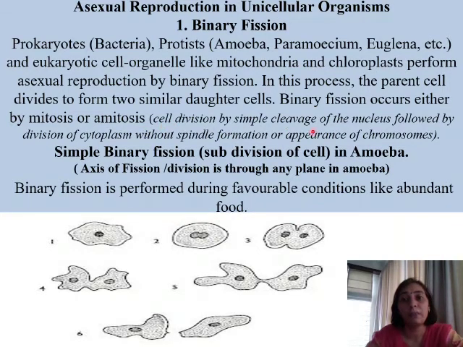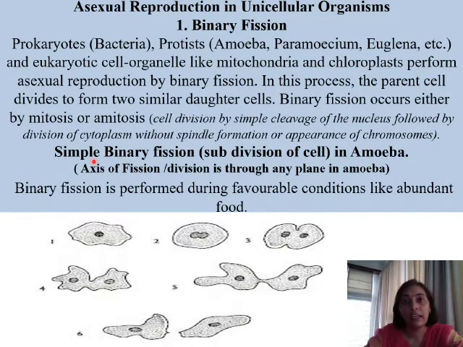So cell division by simple cleavage of the nucleus followed by division of cytoplasm without spindle formation or appearance of chromosomes. So it's a very generalized or random distribution. The nucleus is going to get divided into two halves followed by the division of the cytoplasm without any spindle formation or the appearance of chromosomes. This type of amitosis is generally found in prokaryotes, and some protists like paramecium will show this type of division, that is amitosis.